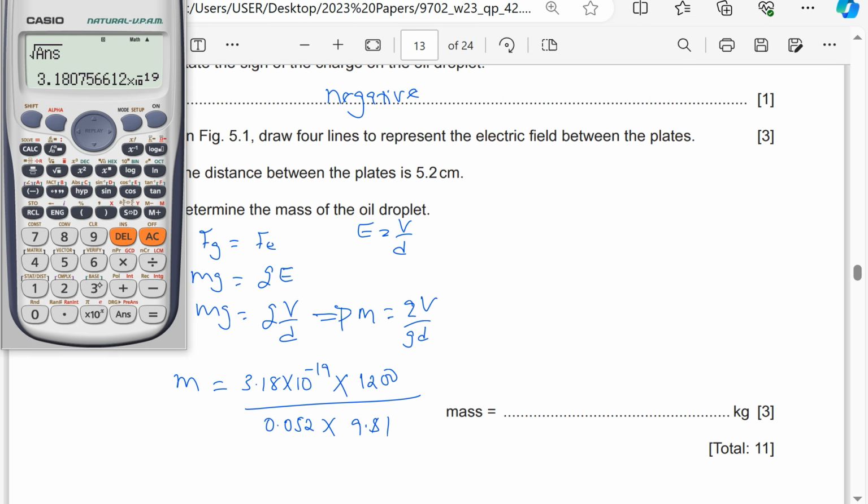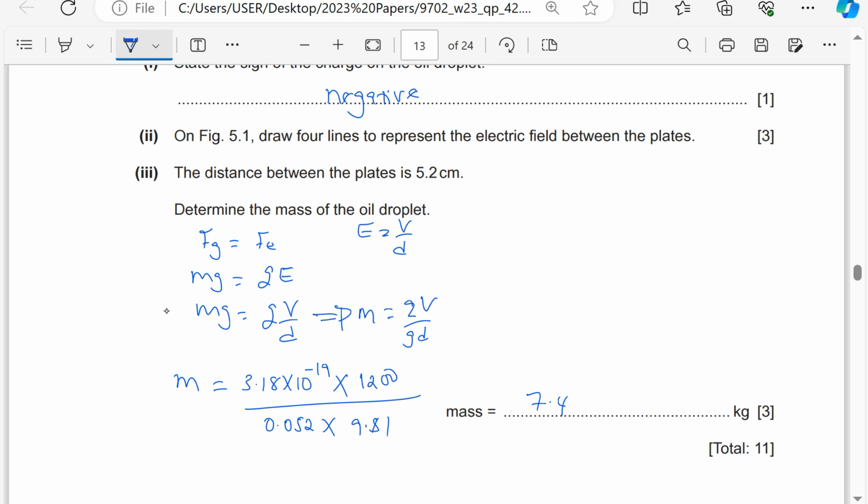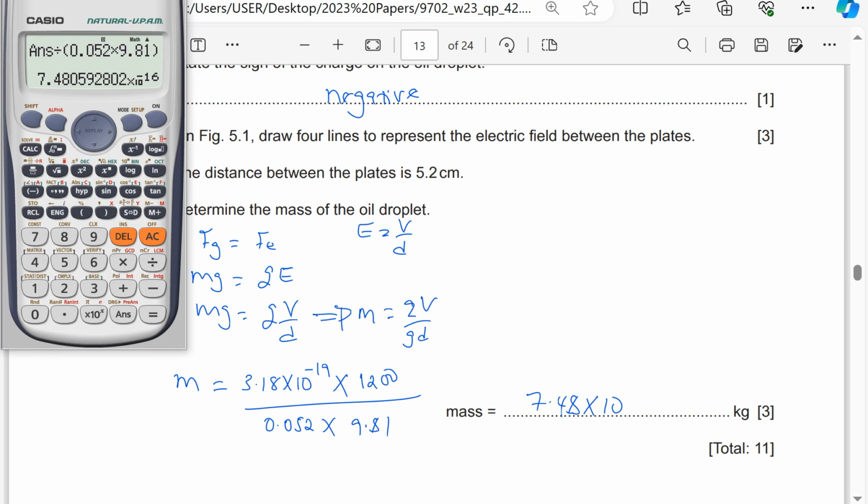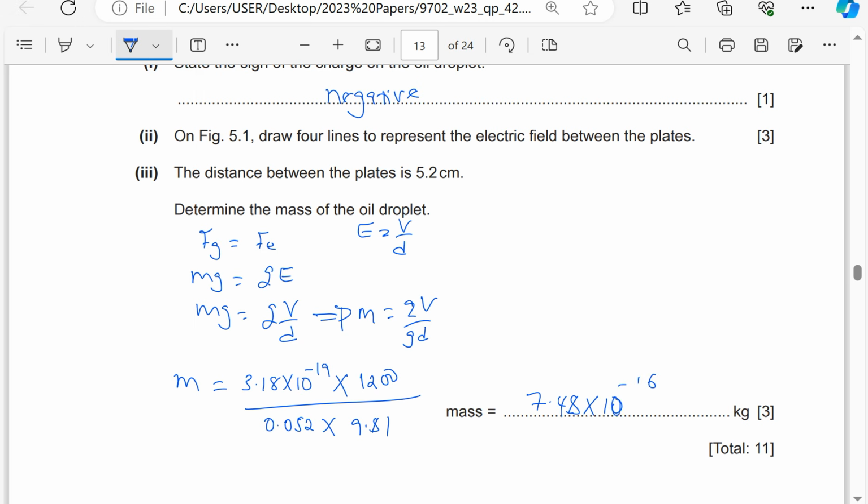So I'll press my calculator. 3.18 exponent negative 19 times 1,200 divided by 0.052 times 9.81. So this is 7.48 times 10 to the power of minus 16 in kilograms.